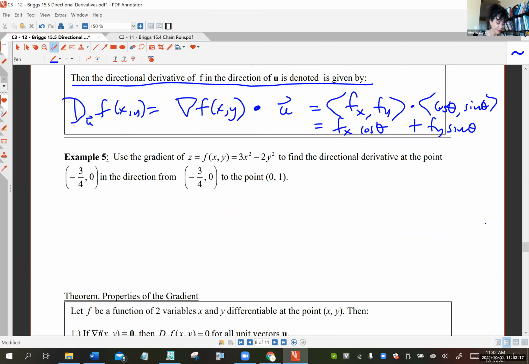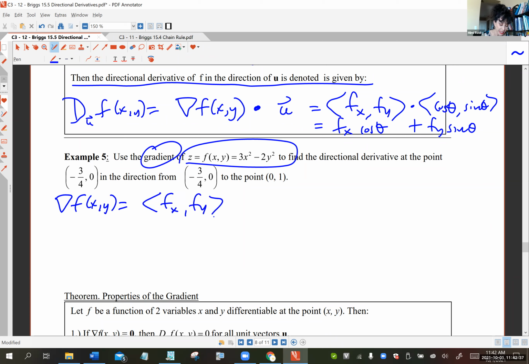Let's do one example, getting another directional derivative, only this time we're going to use the gradient to get it. So we're going to go through an intermediate step. How do you get the gradient of this function? Well, the gradient del f of x, y is simply a vector that contains the partials as its components. Easy peasy. Let's go get these partials. This is an easy one. The partial of 3x squared minus 2y squared with respect to x is 6x. And the partial of the function with respect to y is negative 4y.